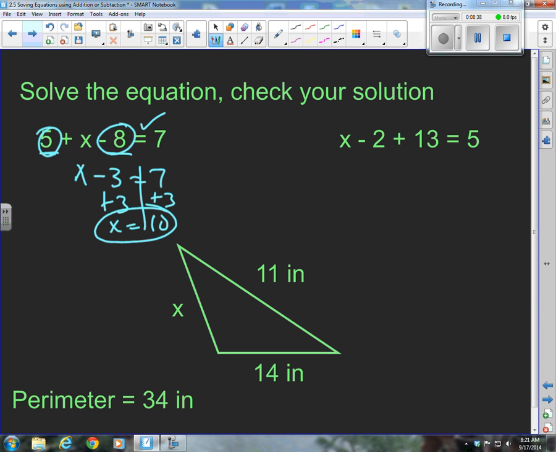Here again, I've got like terms. Negative 2 and positive 13. Well, I need to add those together. That gives me positive 11. So x plus 11 equals 5. Inverse operation. I want to get rid of the 11.